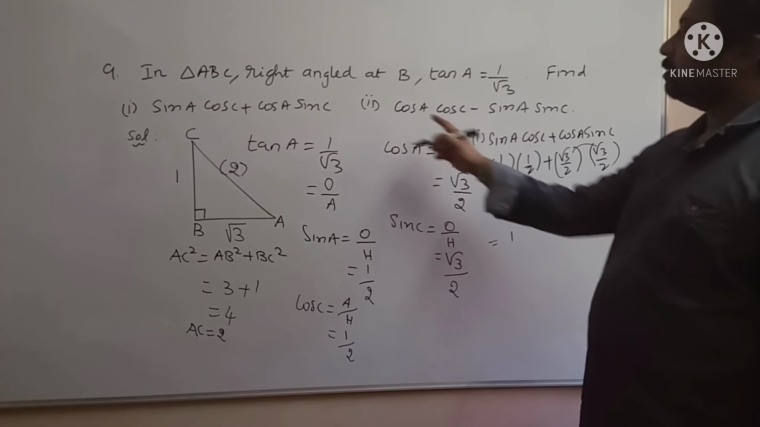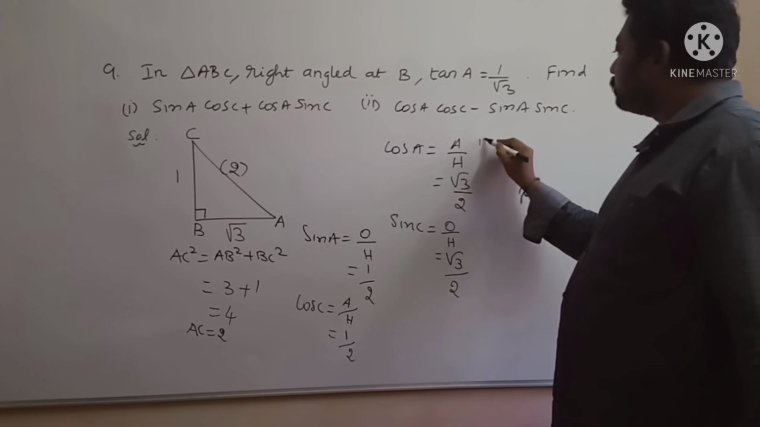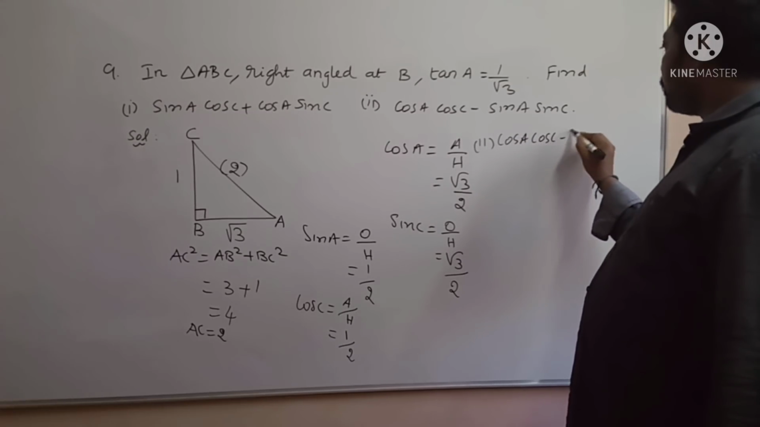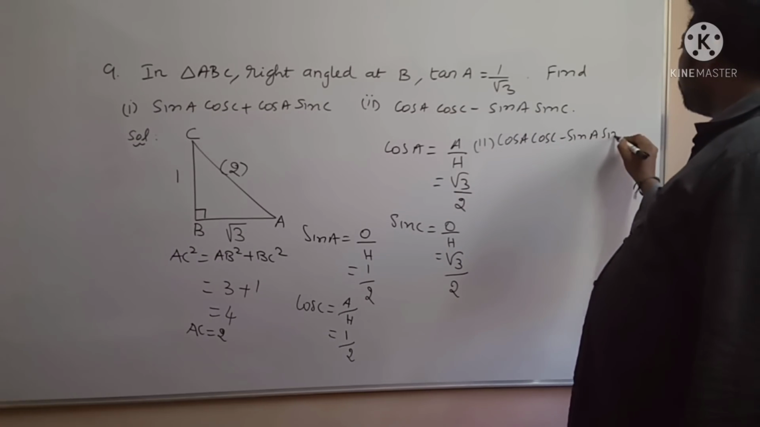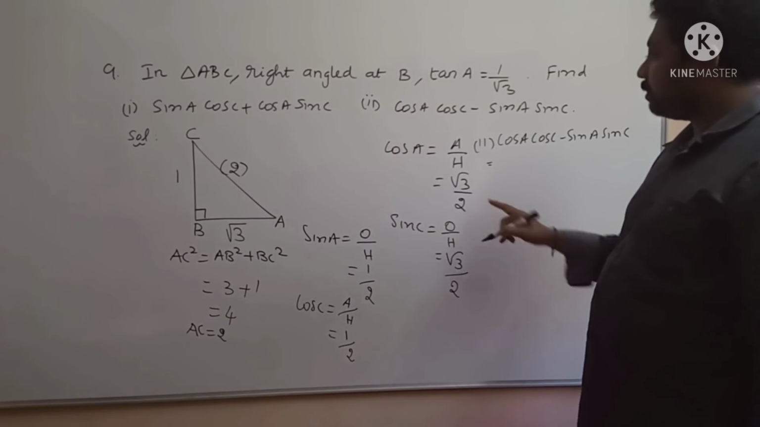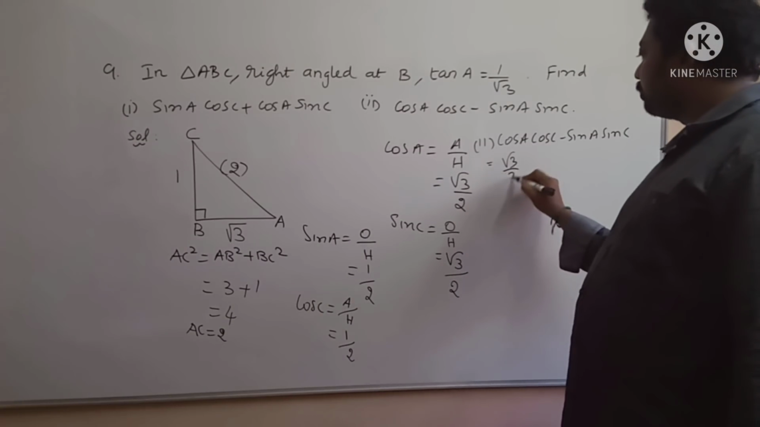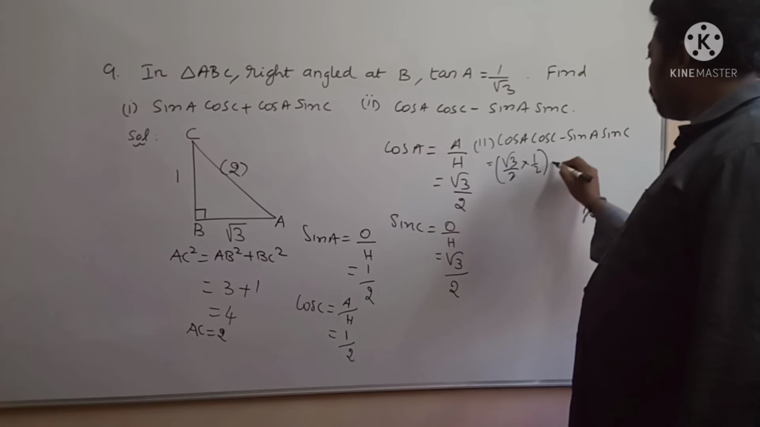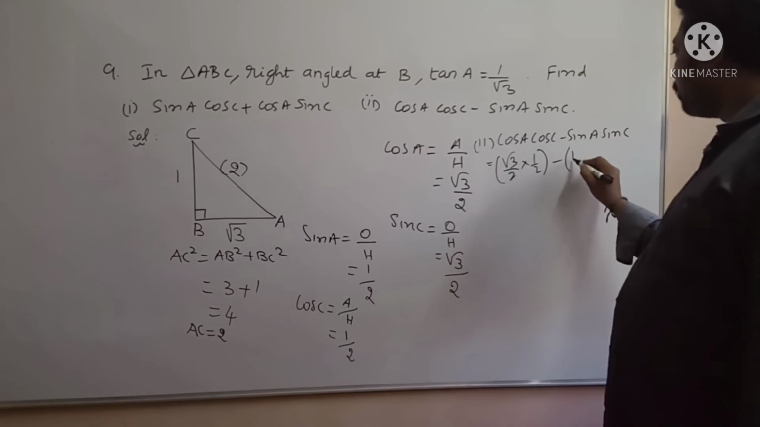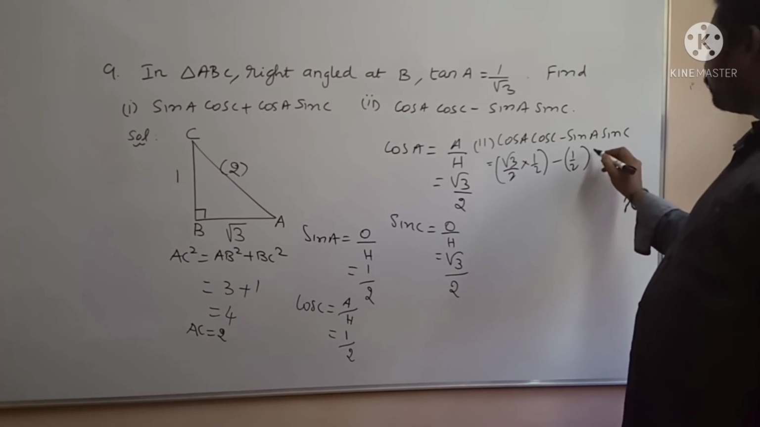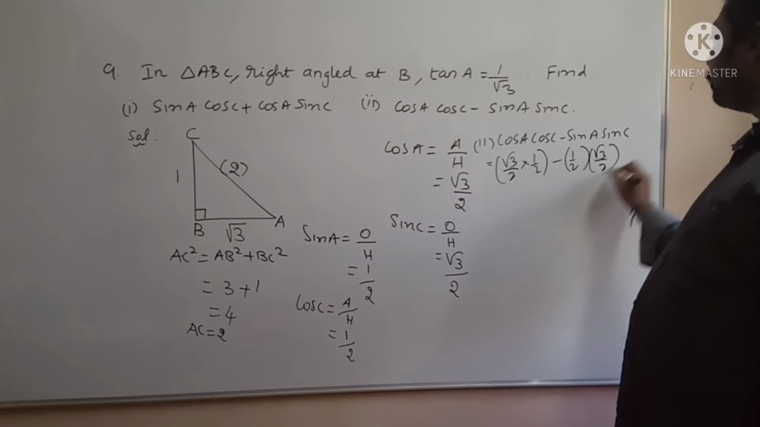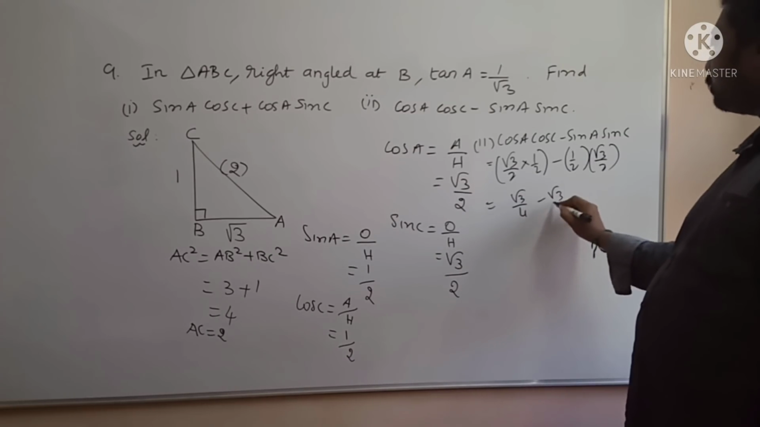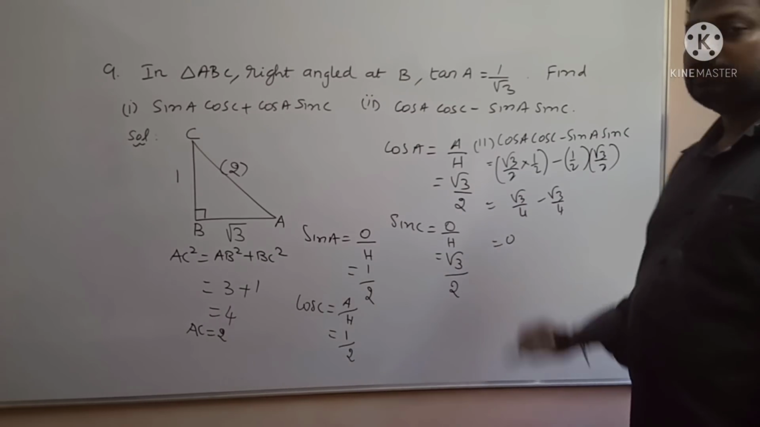Now we find the second expression, which is cos A cos C minus sin A sin C. Cos A is root 3 by 2, cos C is 1 by 2, minus sin A, which is 1 by 2, sin C, which is root 3 by 2. Same values, right? So root 3 by 4 minus root 3 by 4 is 0.